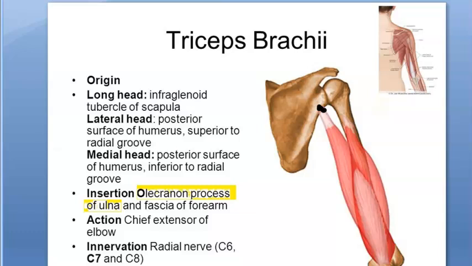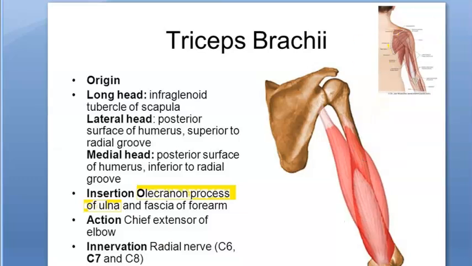Done. Now what about the lateral and medial head? So there is a radial groove here, on the humerus. Superior to that radial groove and inferior to that radial groove is where the other 2 heads are originating. So the lateral head is originating superior to the radial groove, and the medial head is originating inferior to the radial groove, and both of these are on the posterior surface of the humerus.